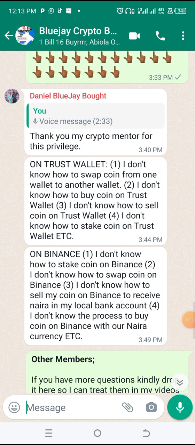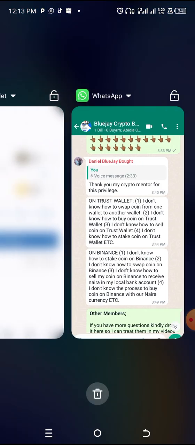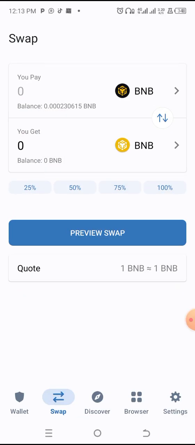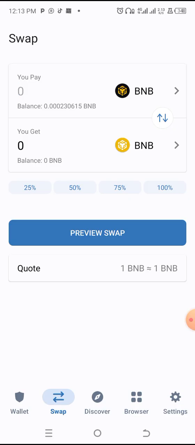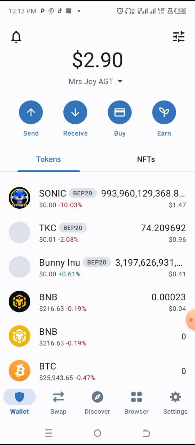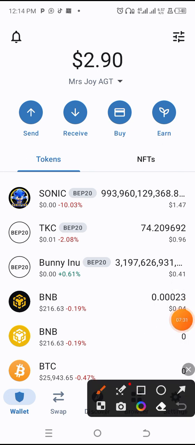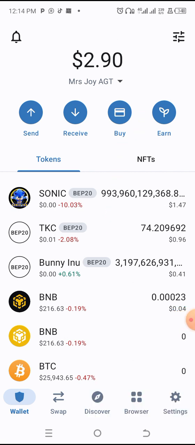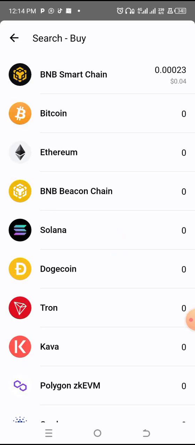The second question is, I don't know how to buy coin on Trust Wallet. Okay, let's go back to the Trust Wallet. I'll show you how to buy it, but I still do not recommend you use this platform to buy your coin. Okay, so to buy a coin, you need to click on this. I don't advise, if you're in Nigeria, don't buy using this, because even at that, if you're in Nigeria, it's not acceptable to buy.